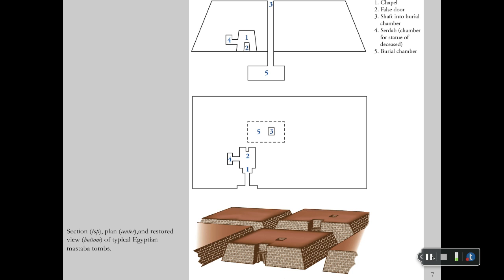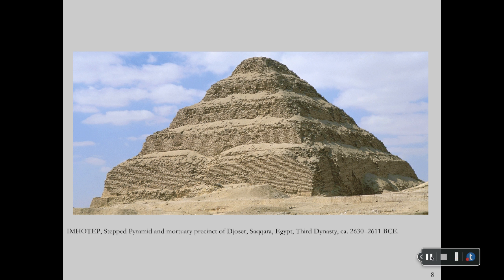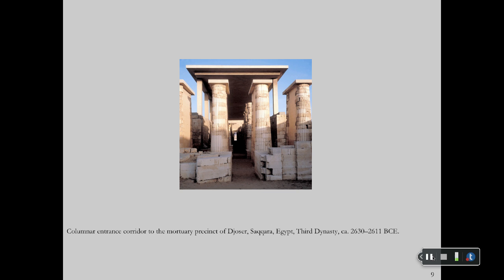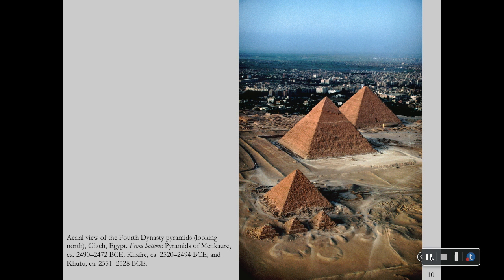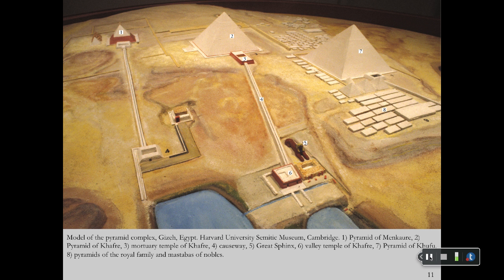Early on, bodies were buried under mastaba tomb platforms. The step pyramid of Zoser at Saqqara is built of stacks of platforms. The architect Imhotep is the first artist whose name is recorded. Columned entrance of Saqqara at Djoser's tomb. The Great Pyramids at Giza, built during the 4th dynasty of the Old Kingdom. Model of the pyramid complex at Giza.